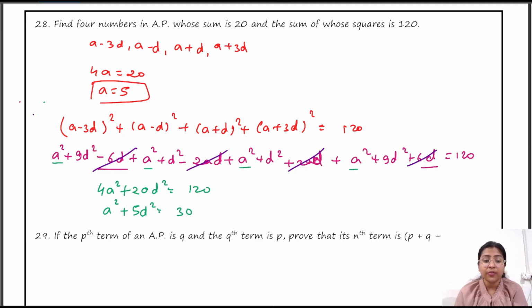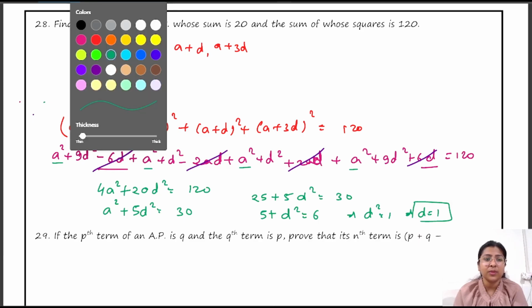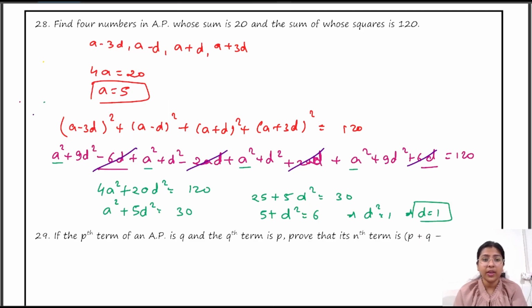Okay, now put the value of a in this equation. So you will have 25 plus 5d square is equal to 30. Divide the whole equation by 5. So you will have 5 plus d square is equal to 6. The value of d square is equal to 1. The value of d is plus minus 1. So we are taking plus 1 because the numbers only interchange. The numbers don't vary.